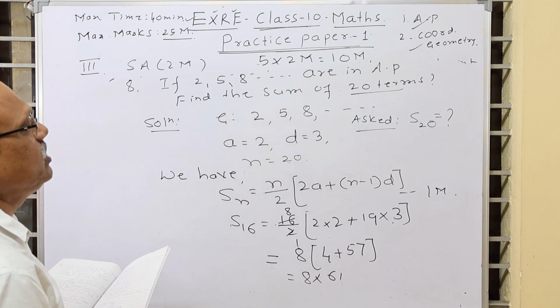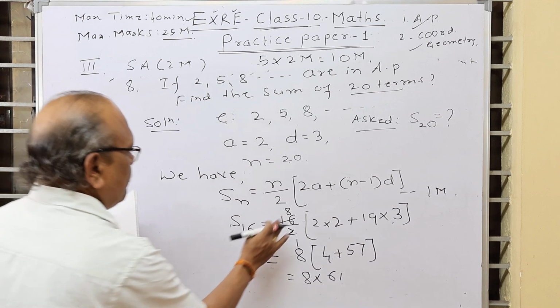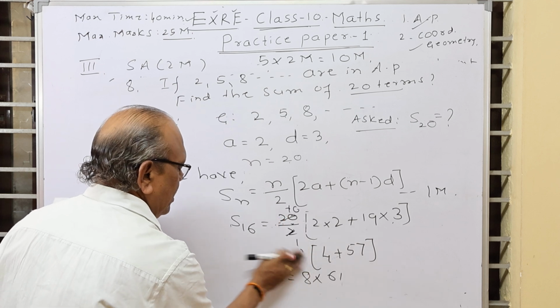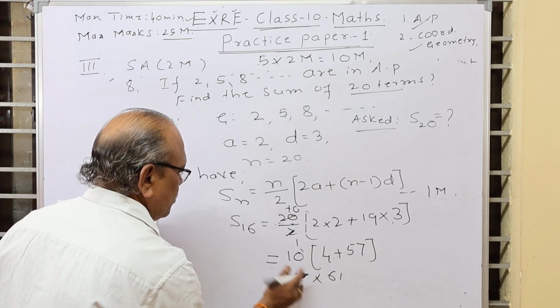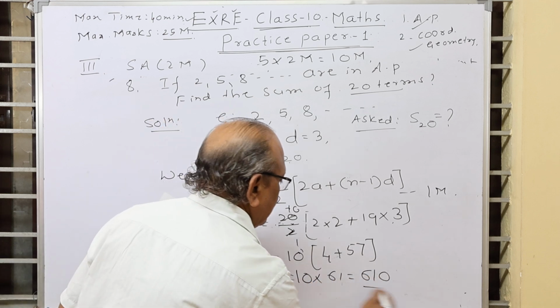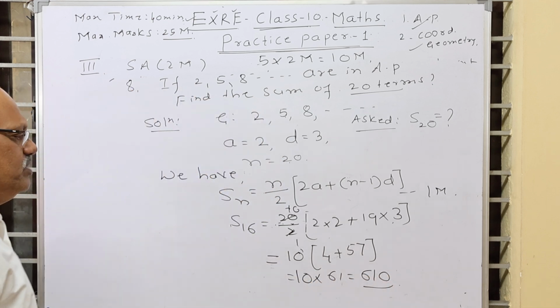Sorry, the number of terms n is 20. Let me correct it. 2 1s are 2, 2 10s are 20. Yes, you are getting 10 here. I am sorry, please correct it. 61 10s are 610. And the answer should be 610.